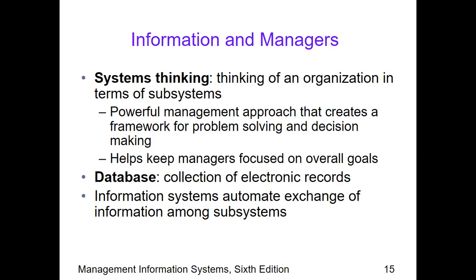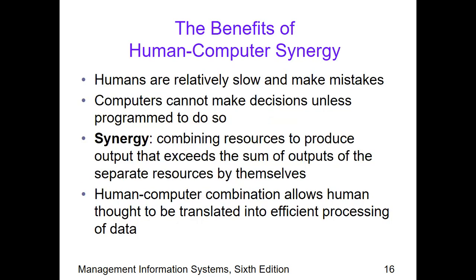Then ISS automate exchange of information among the subsystems. To continue, we have to take note that humans, as we are, are normally slow in processing information, especially in volumes and bulk, and we are also susceptible to making mistakes. So that's why, for routinary processes, computers are there. However, computers normally cannot make decisions by themselves, so the human element is still there unless they're programmed to do so.